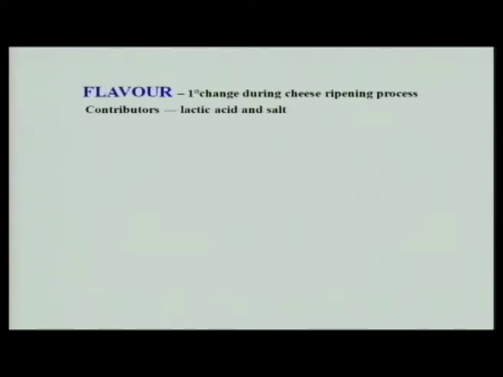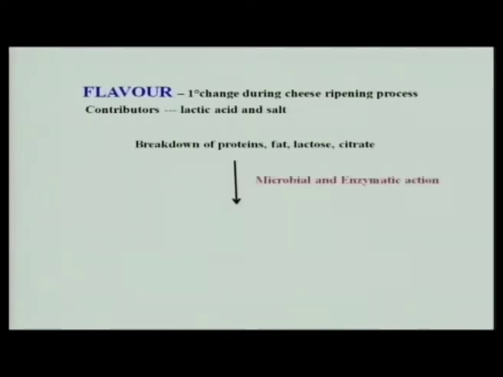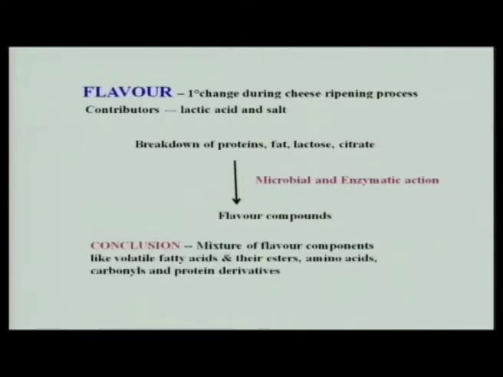So, flavor production by the action of lactic acid and salt is important in this case. We can see how this action takes place, that is the proteins are broken down, fat is broken down, lactose is broken down into different units, and this results in the production of esters, different fatty acids, amino acids, carbonyl compounds, which are important in flavor production.